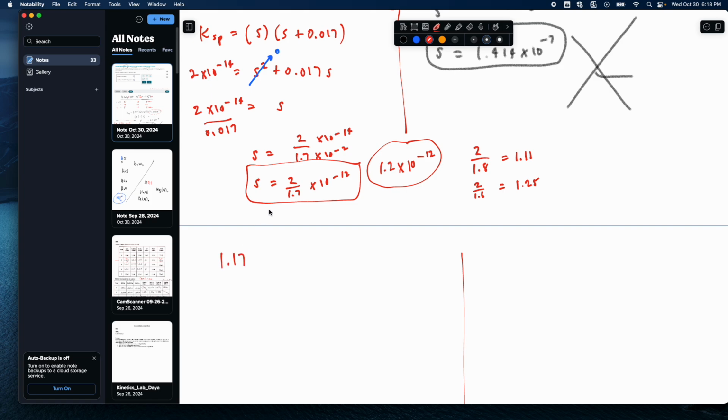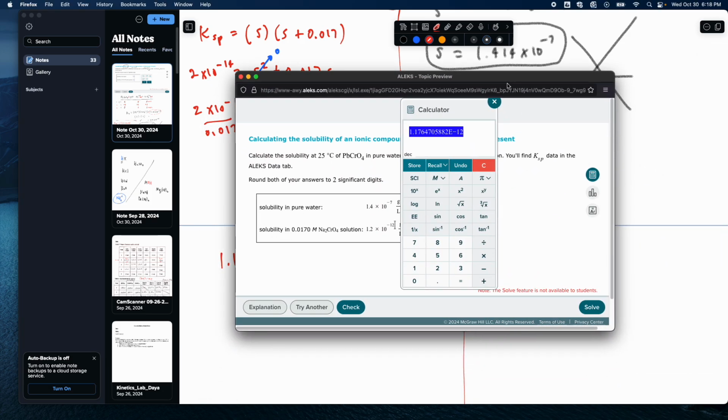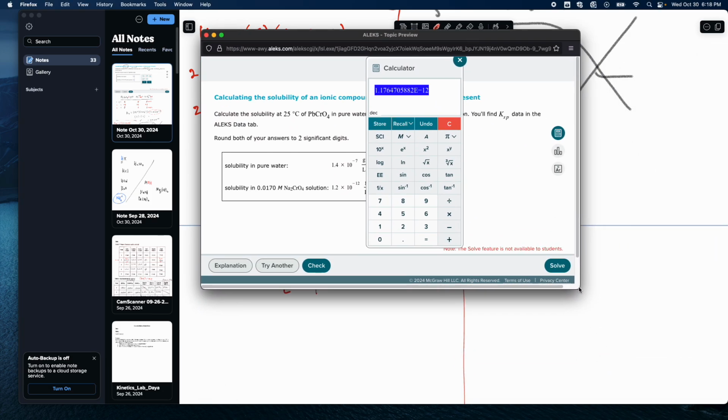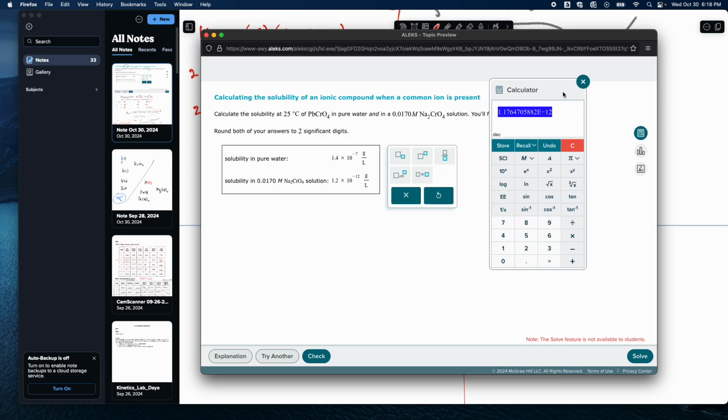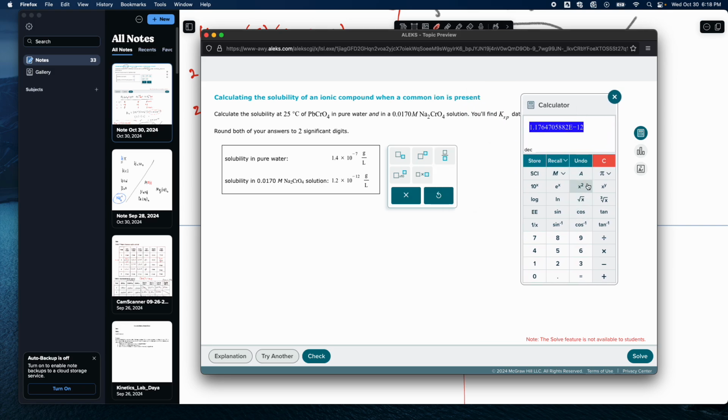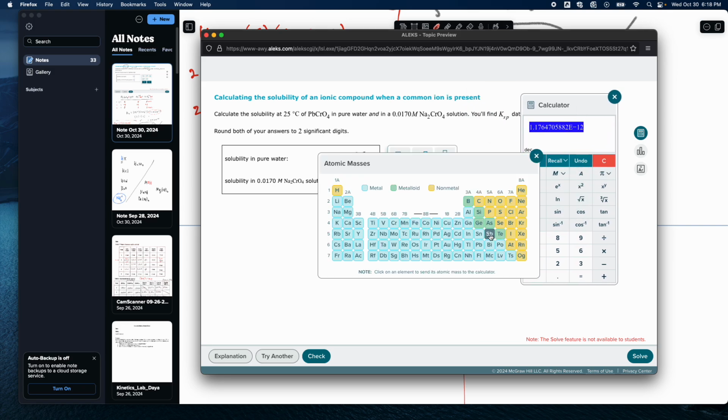1.17, still in my calculator. This is moles per liter, and we want grams per liter, so we've got to do grams per mole. Come over here and find out what the molar mass of lead(II) chromate is. Molar mass of lead(II) chromate.